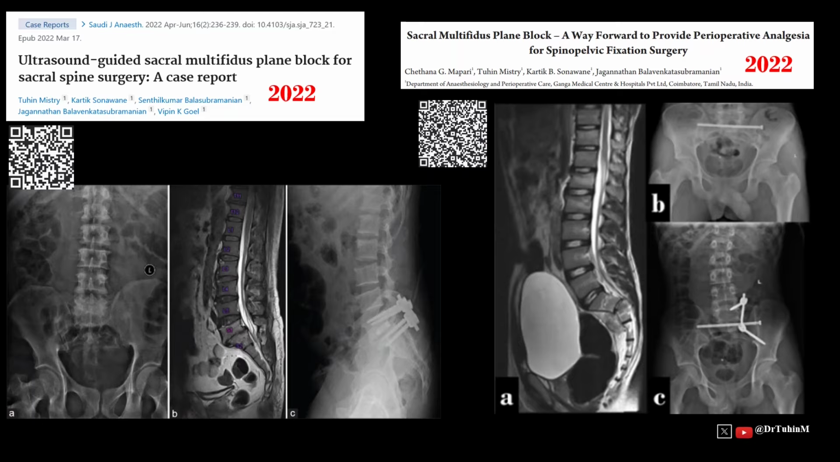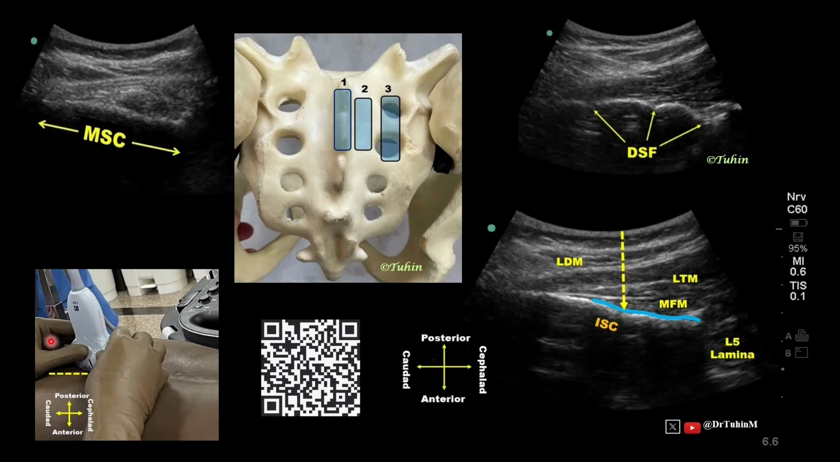So, what we do here is give a sacral multifidus plane block. We have a couple of publications from our department where we have used sacral multifidus plane block for sacral, lumbar, lumbosacral, and spinopelvic fixation surgeries. So here, how does it help? I call it sacral multifidus plane block, not sacral erector spinae.